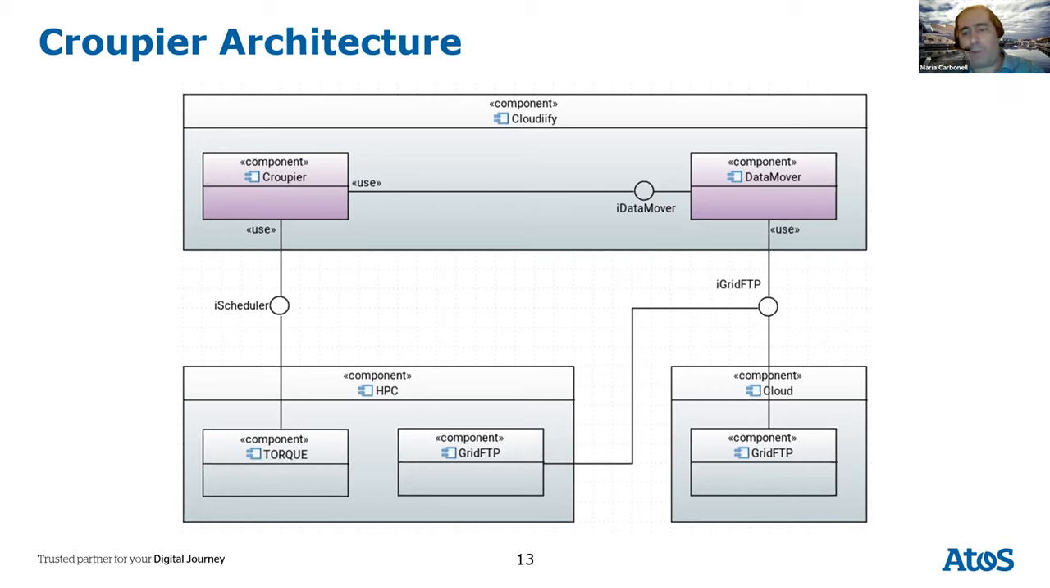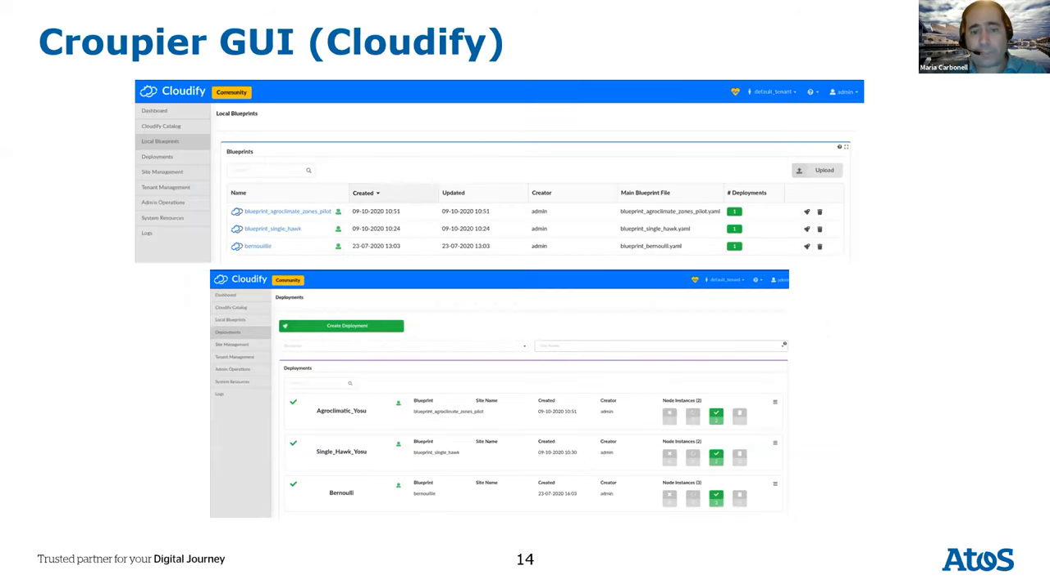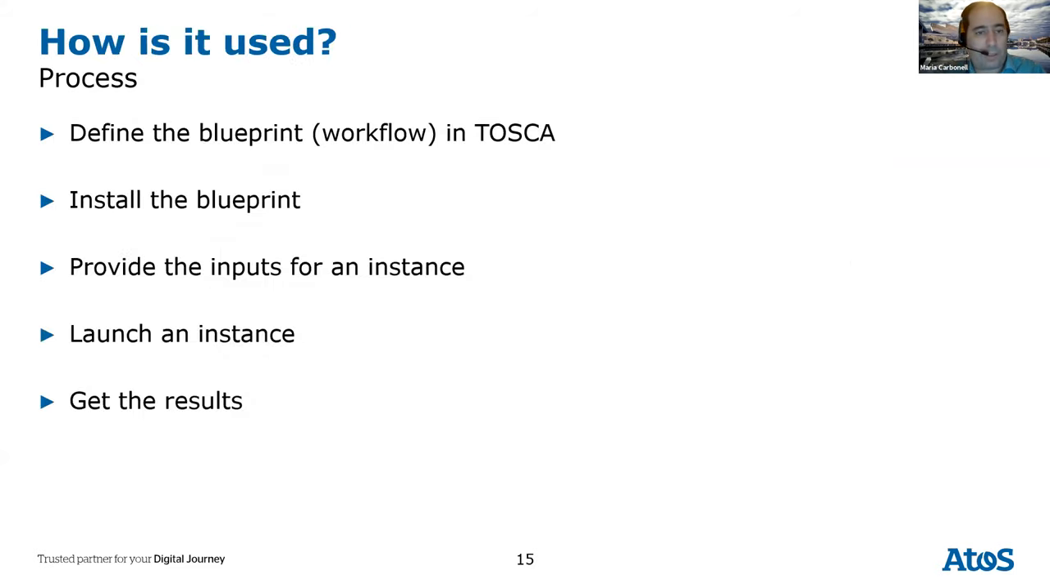So the data will be moved, in this case, from one GridFTP, which is a node in a cloud infrastructure, and that one will be moving the data to the other one in HPC. This would be the way to configure it in order to move data between clouds and HPC centers. Cloudify comes with a nice graphical user interface that can be accessed online. So you can list your blueprints there, you can create instances and all these things very easily.